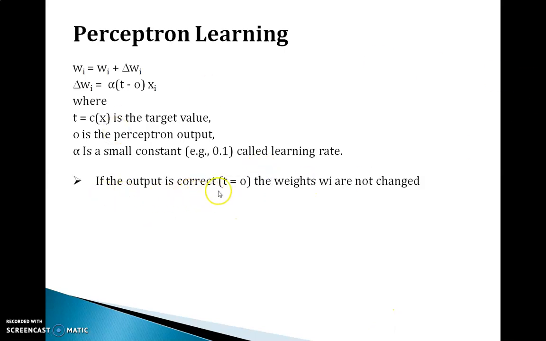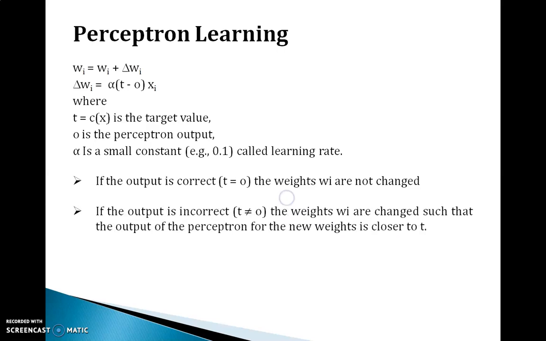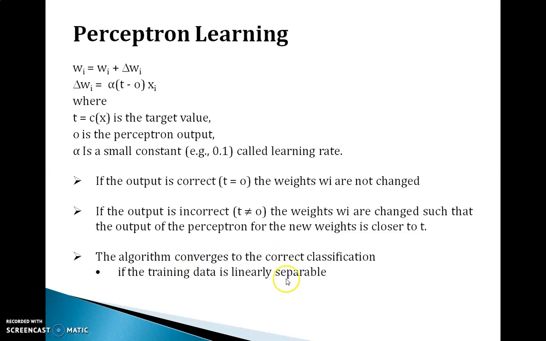If the output is equal to the target, then the weight is not changed, because the perceptron is classifying the sample in the correct way. If the calculated output is not equal to the target, we have to update the weight. Weight updation follows the Hebb rule. The algorithm converges to the correct classification if the training data is linearly separable and alpha is sufficiently small. This is the Hebb rule: Wi new equals Wi old plus xi into y. Xi is the input vector, y is the output, Wi old is the previous weight, and Wi new is what we are calculating now.